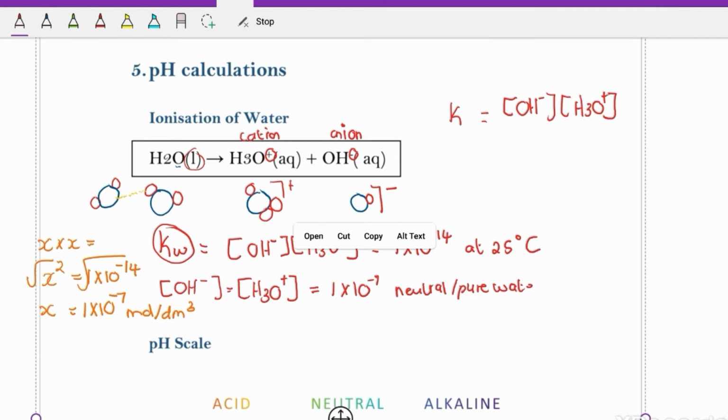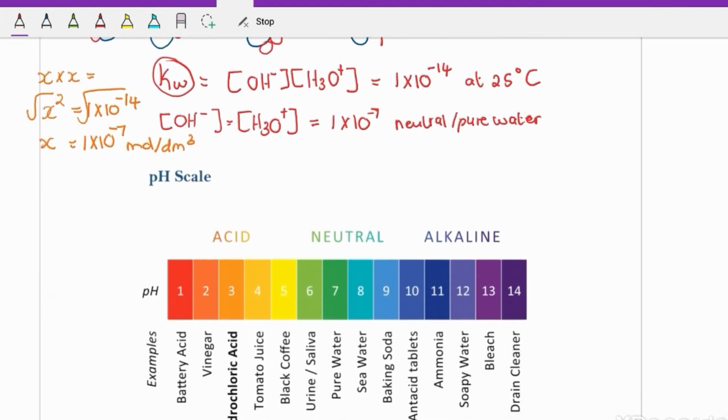So tap water won't necessarily have a neutral pH. Sometimes tap water has a higher alkalinity because they add different chemicals to the water to purify it. So if you're working with pure water, then this will be the concentration of your hydroxide ions and your hydronium ions. Alright, so let's move over to talking about the pH scale.